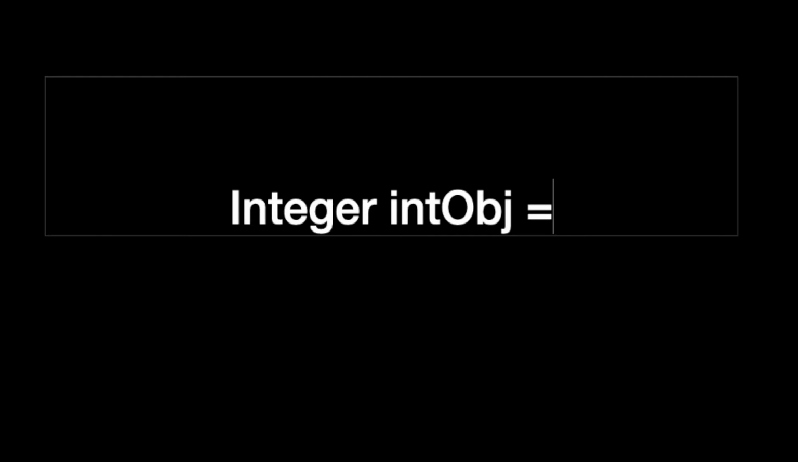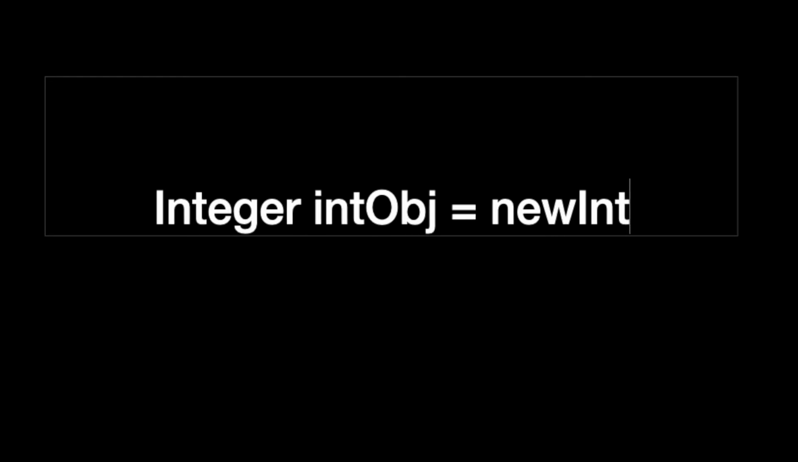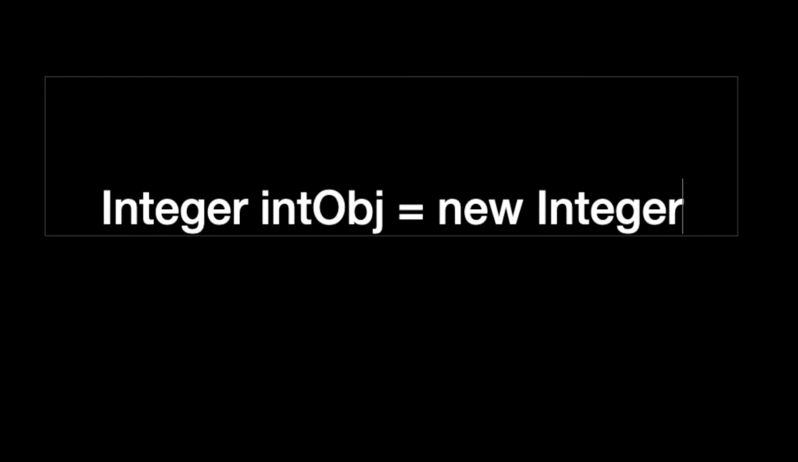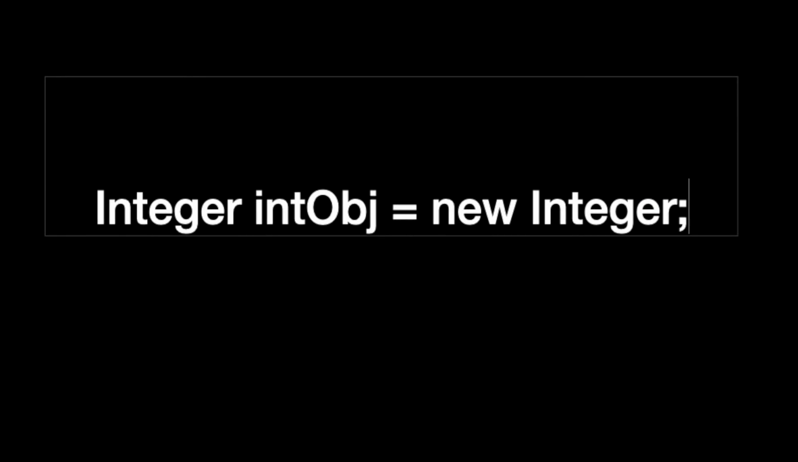So to do this, we would type Integer, and we're going to name our object, and I'm going to name this object intObj. And then I'm going to use the equal sign to instantiate it to a new Integer. And that's it. Easy peasy.